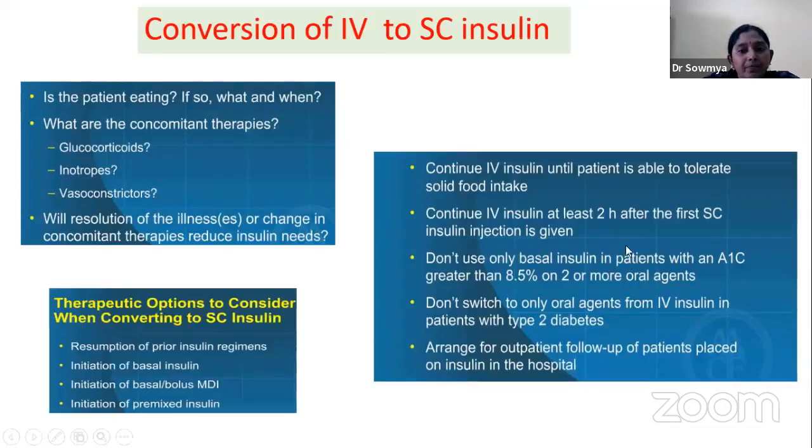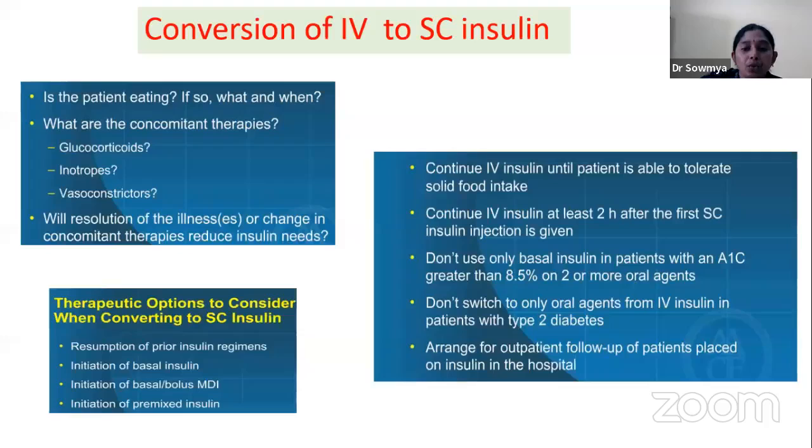So first, we have to continue the IV insulin until the patient is able to tolerate solid food intake. And we have to continue IV insulin 2 hours after the subcutaneous insulin injection is given. And we should not use only basal insulin in patients whenever there is HbA1c more than 8.5% or on 2 or more oral agents. So we can use basal insulin, but we have to combine it with another intermediate or rapid acting insulins.